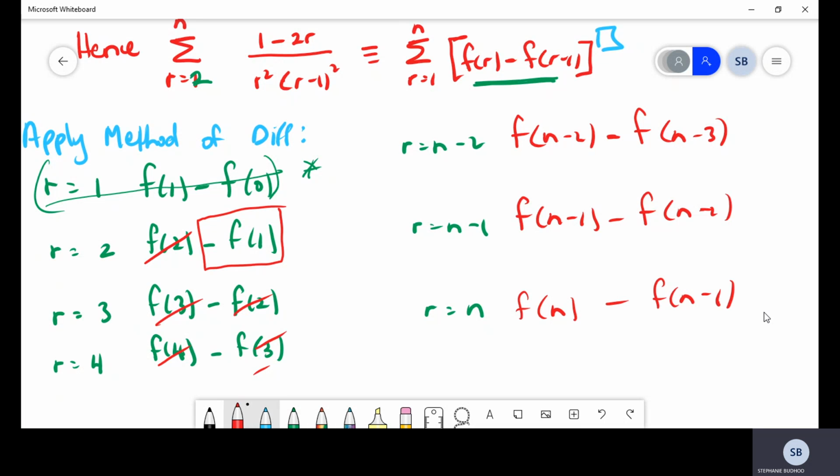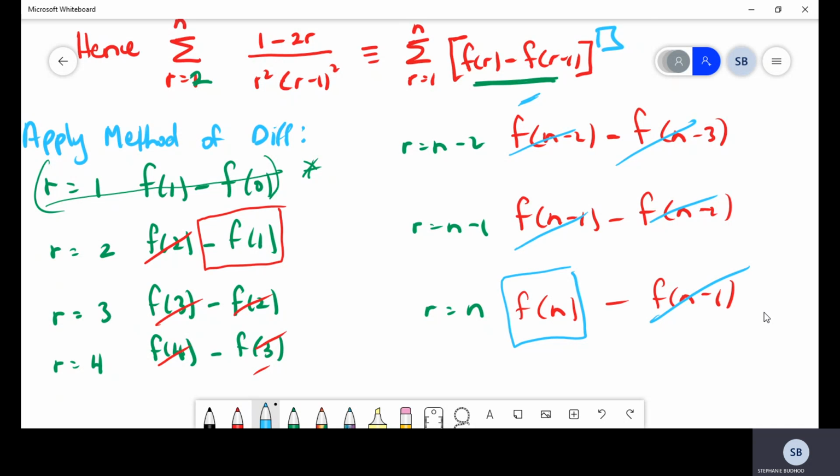Let's see what cancels, shall we? We have the f of n minus 2 cancelling there. Surprisingly, your last term that usually remains gets cancelled. Do you see that? So the cancelling is happening in this order here. Therefore, this term would cancel with whichever one is here. So what we have left is actually f of n.